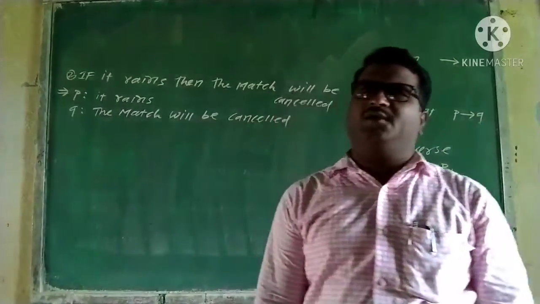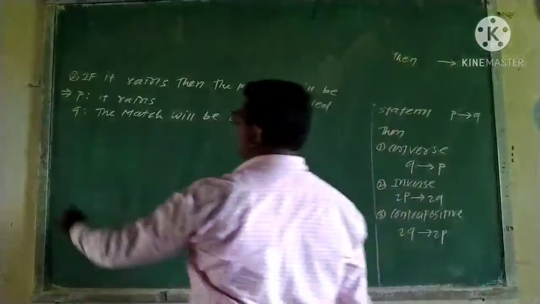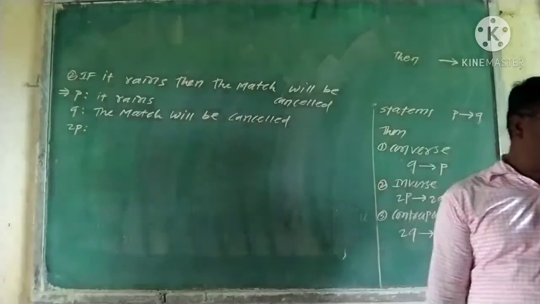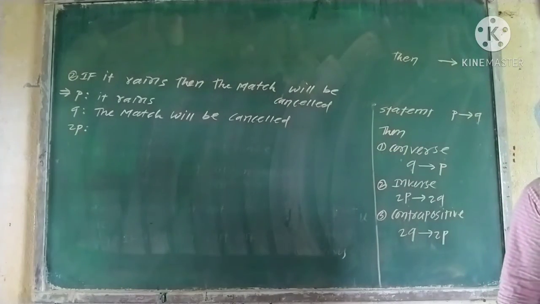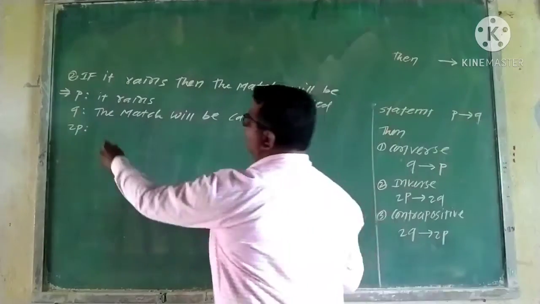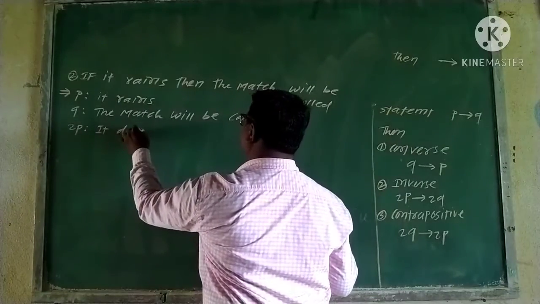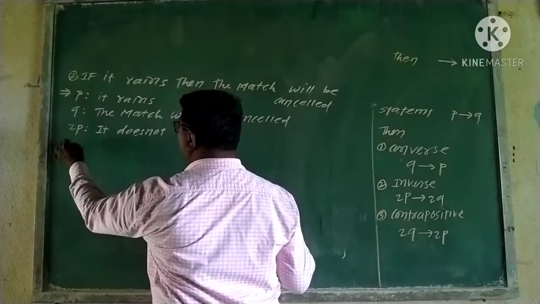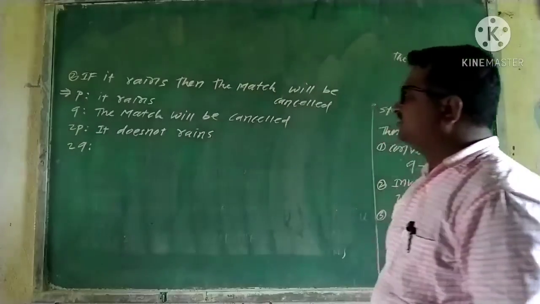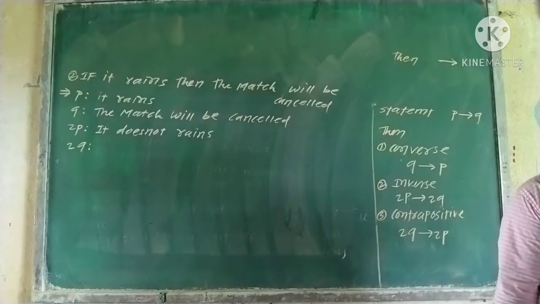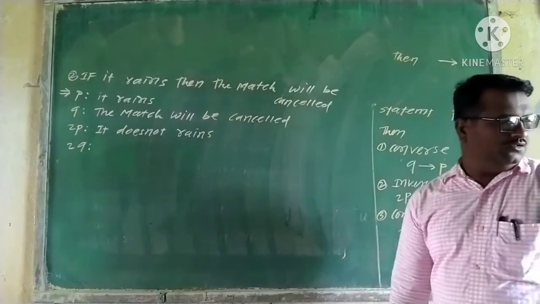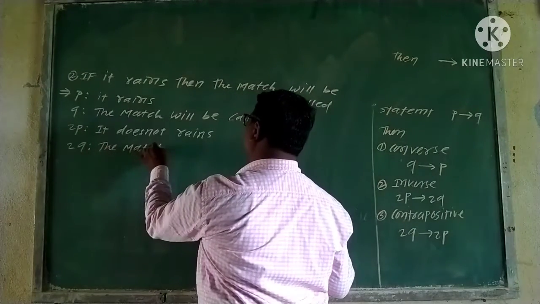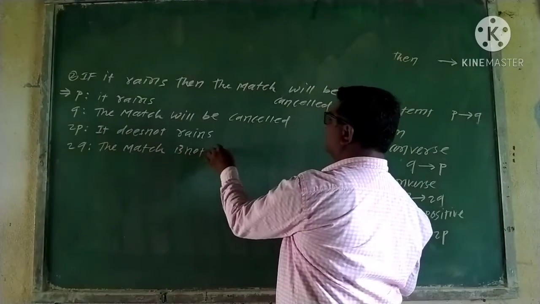Then we can write the negation of statement P and statement Q. Here, negation of P: it does not rain. Negation Q: the match is not cancelled.